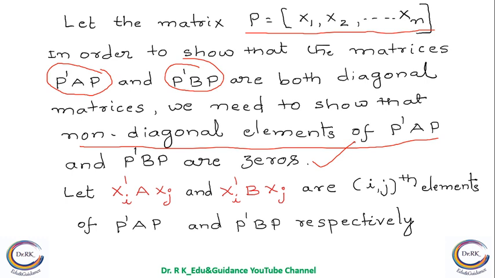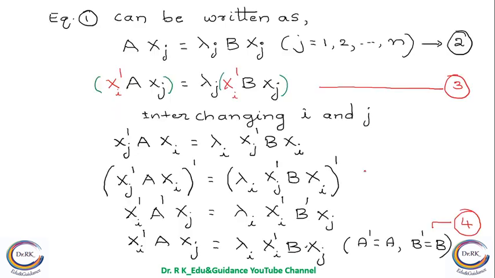Now we'll take two elements. Let xi transpose A xj and xi transpose B xj be the ijth elements of the first quadratic form and second quadratic form respectively. So we took one element from this and another element from this, and that too the ijth element, because we want to prove that the non-diagonal elements, meaning ijth elements, are zero. If it is i comma i or j comma j, then they are diagonal elements, but our concern is non-diagonal elements. So two elements we took.